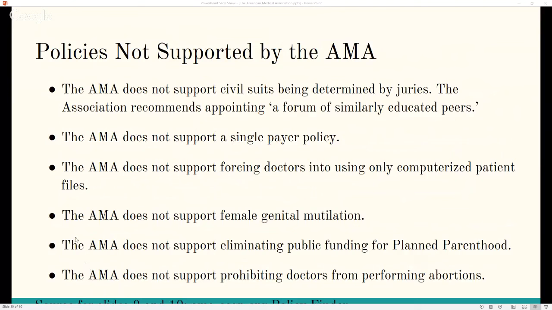Policies that are not supported by the AMA, and again, I chose policies that are more in line with current public debate and conversation. The AMA does not support civil suits being determined by juries. The association recommends appointing a forum of similarly educated peers. The AMA does not support a single-payer policy. The AMA does not support forcing doctors into using only computerized patient files. The AMA does not support female genital mutilation. The AMA does not support eliminating public funding for Planned Parenthood. The AMA does not support prohibiting doctors from performing abortions. And that's all on policies.